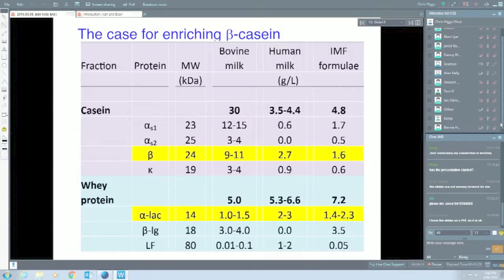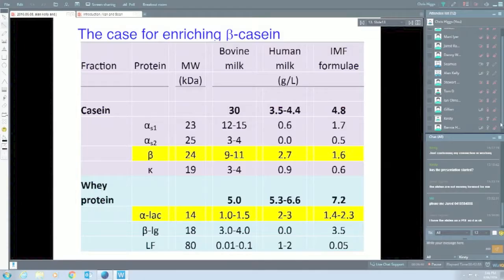The whey proteins, we'll come back and talk a bit more about those later on in the presentation. But again, even within the whey protein component, certain whey protein fractions are more desirable than others, and you can see highlighted in yellow that alpha-lactalbumin is the dominant whey protein fraction within human milk. And in fact, there's no beta-lac, as Alan mentioned earlier, in human milk.